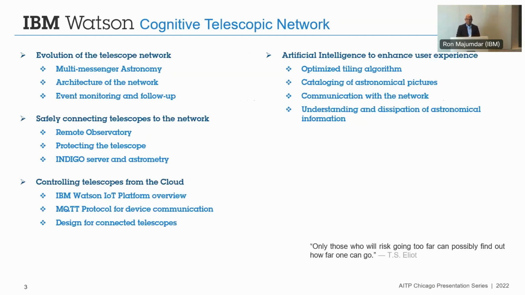So we have a full agenda today for this presentation. We'll start with how the idea evolved, what I now call the cognitive telescope network. It started, like most ideas, with a conversation I had with a professor at Northwestern University, Shane Larson. He happened to be a researcher at LIGO. LIGO is the Laser Interferometer Gravitational-Wave Observatory. We have two LIGOs in the US, in Washington and Louisiana. And I'll show you some more pictures.